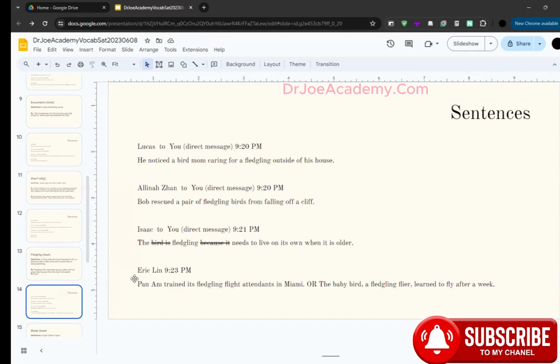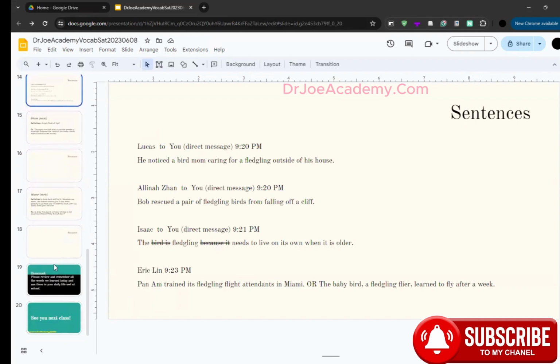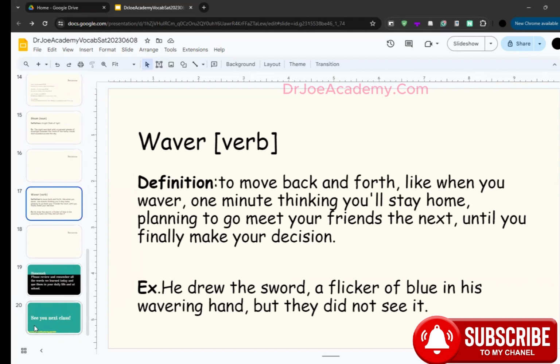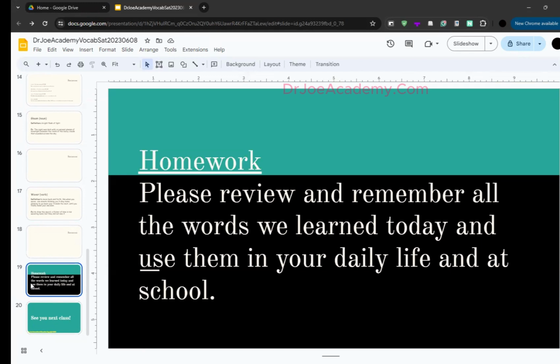So great job, Eric. That's all of the vocab words that we were able to get through during our class today. There are two more here, gleam and waver. So you can review them after class, and up until your next class, you can go over all of the vocab words that we learned today and be prepared for your next class.